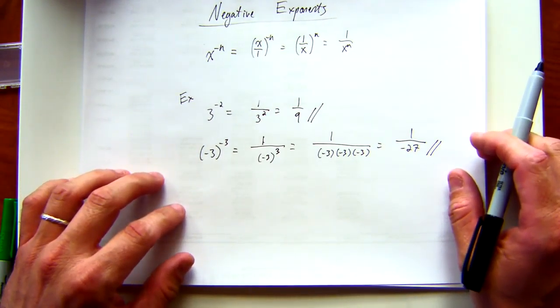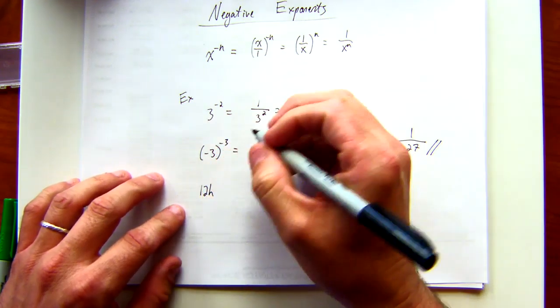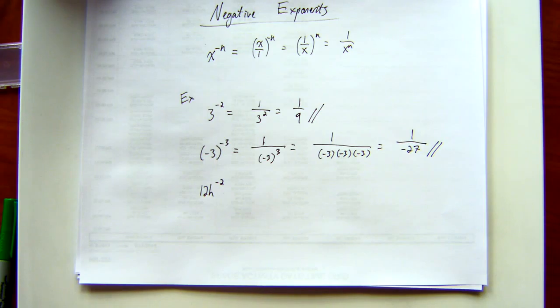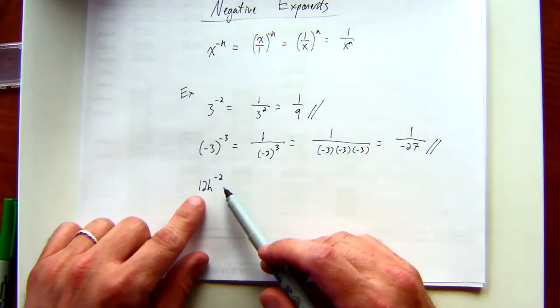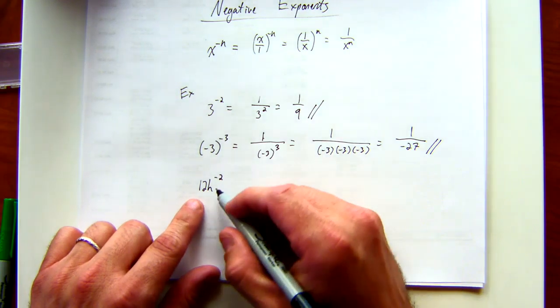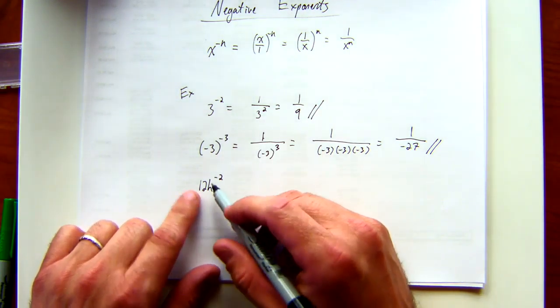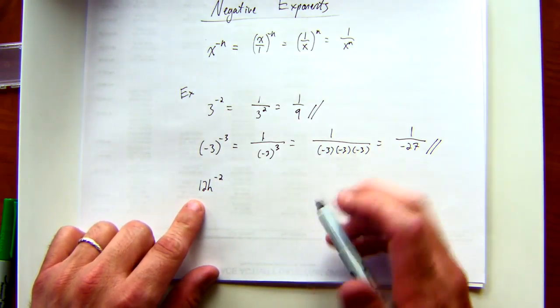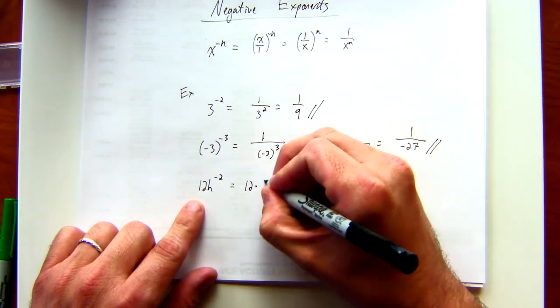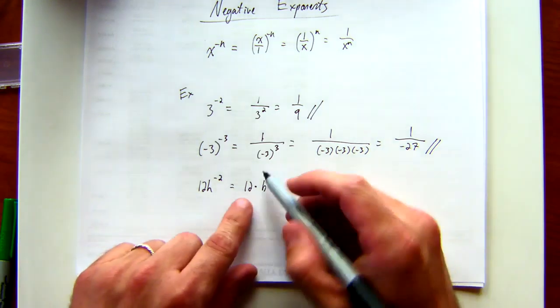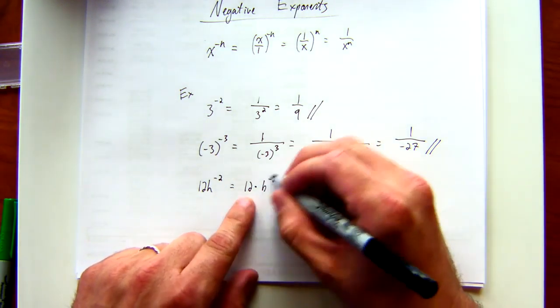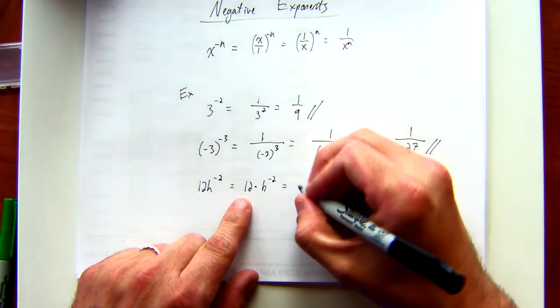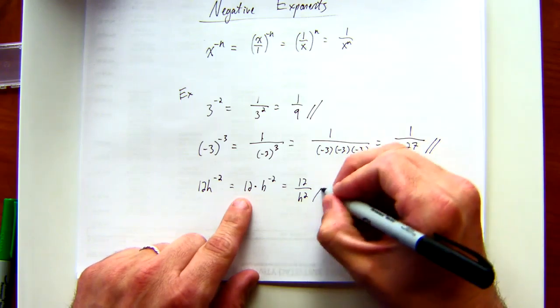Let's look at 12h to the negative 2. Be careful here in identifying the base for this negative exponent. I don't have parentheses. So what's my base for the exponent? Not 12h, because I don't have parentheses here. Just the h. So this is 12 times h to the negative 2. I'll do another example in a second, maybe it'll be a little bit more clear. Using my rule, what is this h to the negative 2 going to be? 12 over h squared. Okay, good.